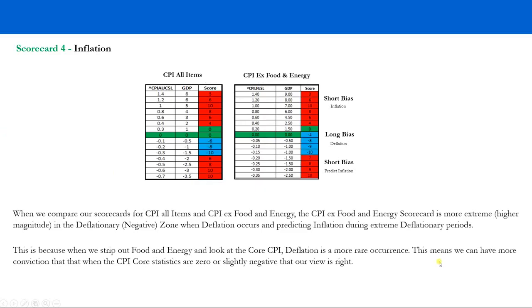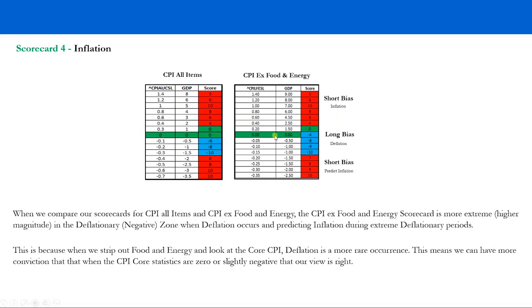Now, what we can do is start comparing the CPI ex food and energy numbers with the CPI all items, so including food and energy numbers. And what we find on our scorecards, when we compare them, is that the ex food and energy scorecard is more extreme, or higher in magnitude, in the deflationary or negative zone. So when deflation occurs, we can see that the numbers here are higher in magnitude than the numbers here when we look at the scorecard for CPI all items, including food and energy.